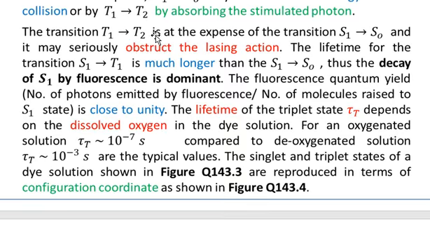The transition from T1 to T2 is at the expense of the transition from S1 to S0. That is, you see that when the transition from T1 to T2 occurs, then the transition from S1 to S0 is compromised or becomes slightly weaker, because the population has now gone not from S1 to S0, but has gone from S0 to S1 to T1, and then from T1 to T2. Because this is a double loss.